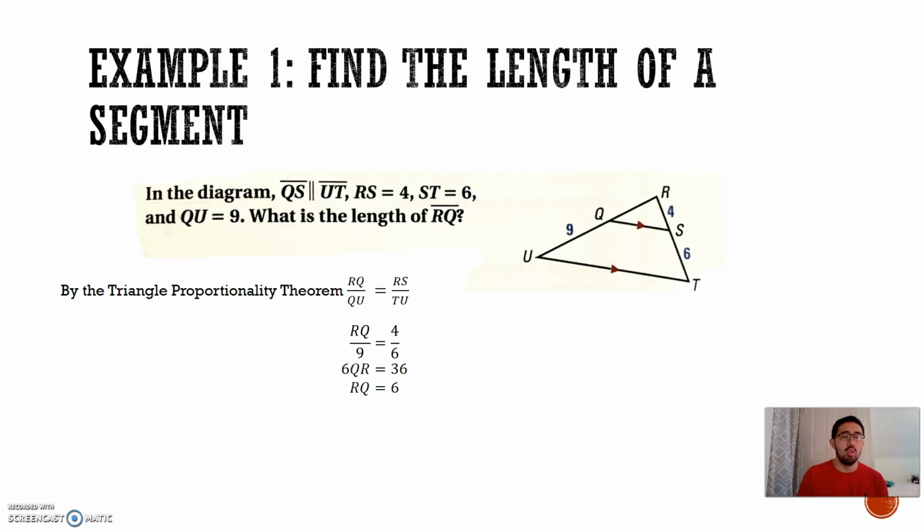Okay? So 6 times QR, it doesn't matter the order. It should be RQ, but it doesn't matter the order that you write it. Okay? So 6 times QR is equal to 36 because when you cross multiply, you get 9 times 4 is 36. And then if you divide by 6, you get RQ is equal to 6.